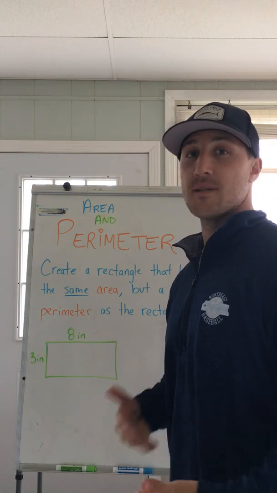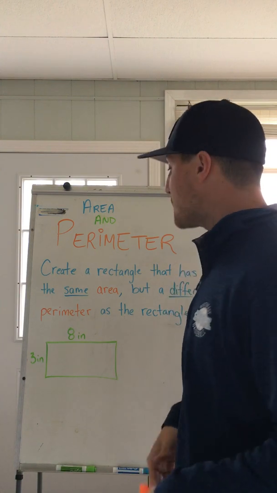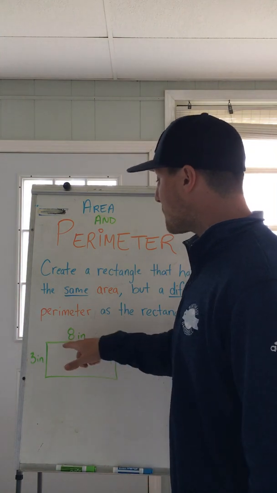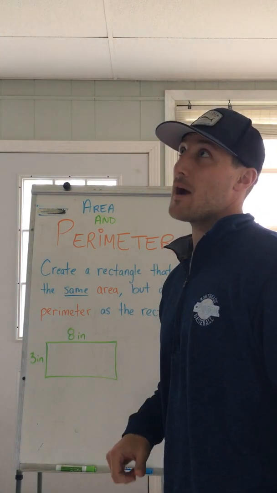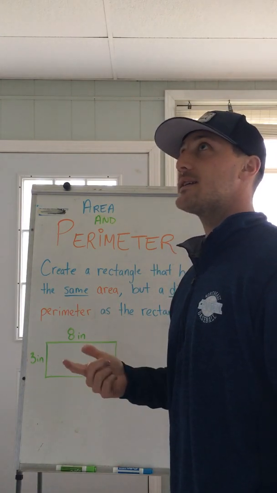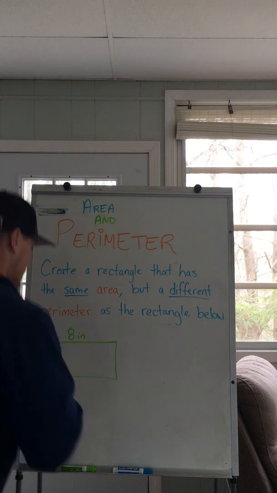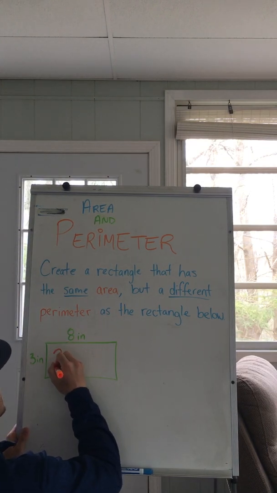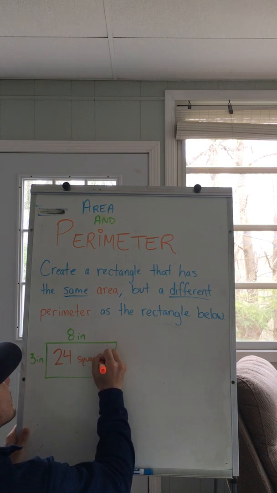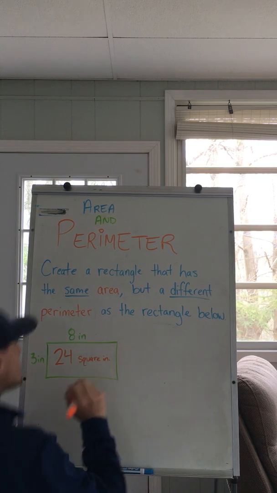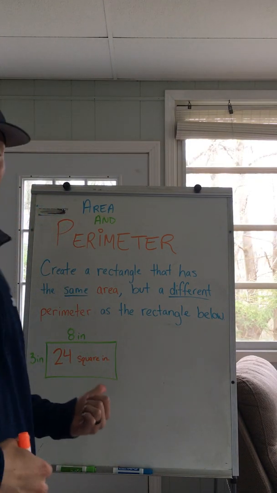So the first thing I'm going to do with this information is find the area of that shape. So I know in order to find the area, I'm going to multiply my length times my width. So 8 times 3, or I could skip count by 8s, 8, 16, 24. The area of this rectangle is 24 square inches.